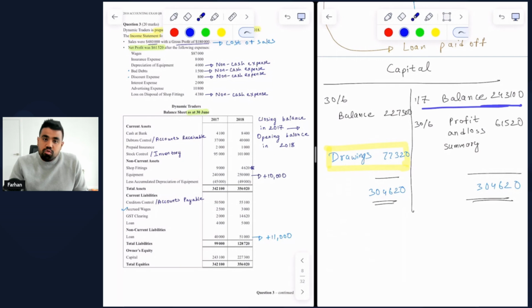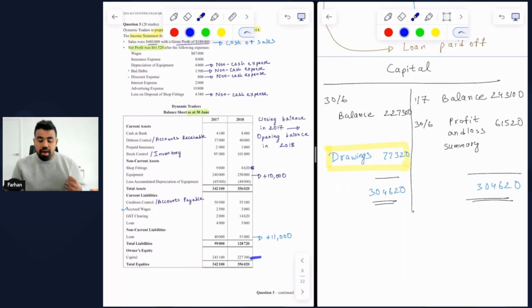When capital increases, we credit them. When capital decreases, we debit them. And the closing balance is also on the debit side. So on the 1st of July, on the credit side, we've included the opening balance of 243,100, which is what we have taken from the closing balance for 2017. And the closing balance on 30 June 2018 is 227,300, which is what we have taken from here.